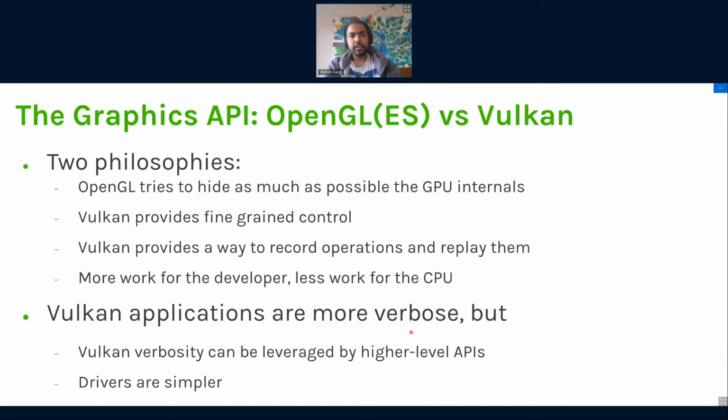So there are 2 philosophies when it comes to graphics APIs. One of them is OpenGL, and the other one is Vulkan. OpenGL is the more traditional way of doing things, where it tries to hide as much as possible about the GPU internals, whereas Vulkan provides much finer grained control. Essentially, what this leads to is that Vulkan applications are much more verbose and more work for the developer, but less work for the CPU. This leads to better performance on CPU-bound workloads. This also means that Vulkan drivers are a lot simpler.